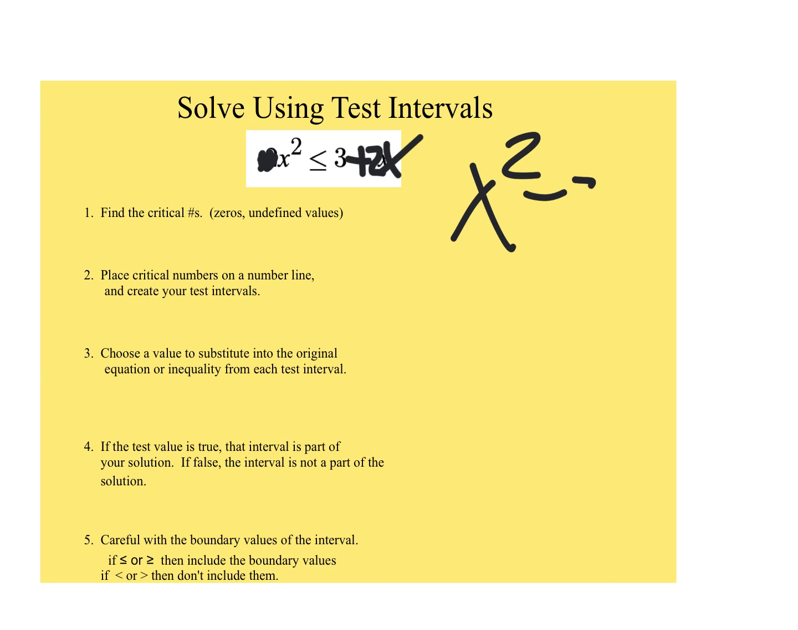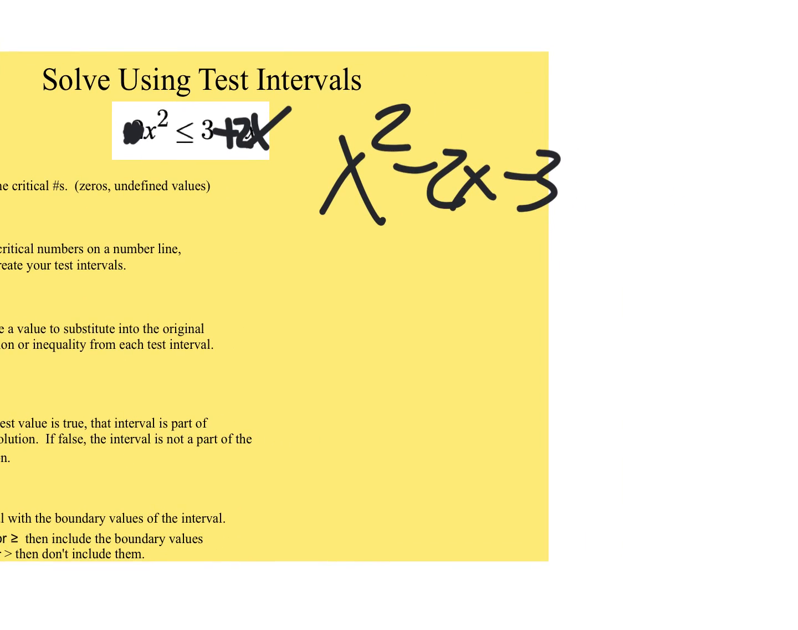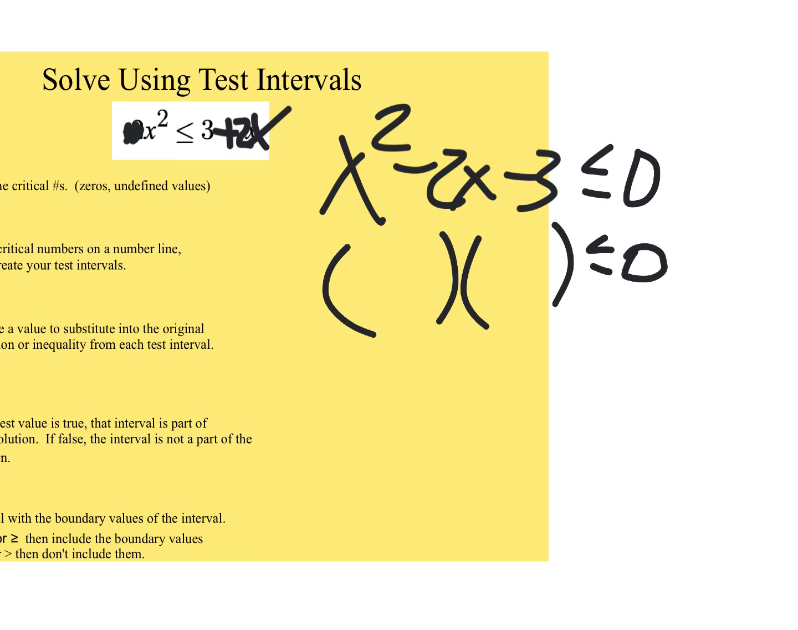X squared minus 2x minus 3. Nice. And was that less than or greater than 0? Very good. Factors. Let's go with Paige. Do you have the factors for this? Was it -3 and +1? Can anybody verify that? You had the same thing? Okay, good.